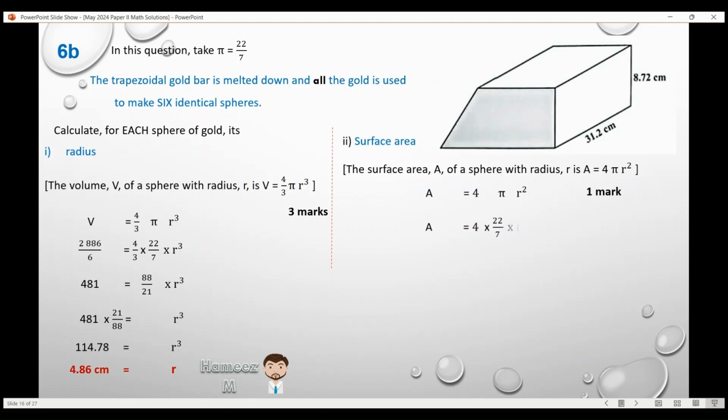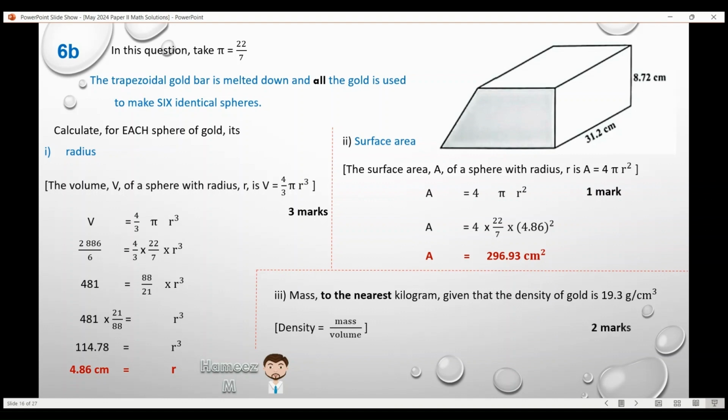So we can simply substitute 4 times pi, 22 over 7 times 4.86 squared, and using our calculators, we get our answer. Area is equal to 296.93 cm squared. Notice that when we worked out the radius, it was to 2 decimal places, so we're working out the area to the same amount. Can't be more accurate. Moving on now to the next part.